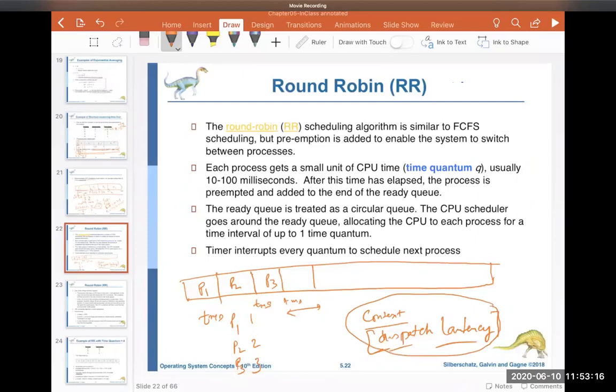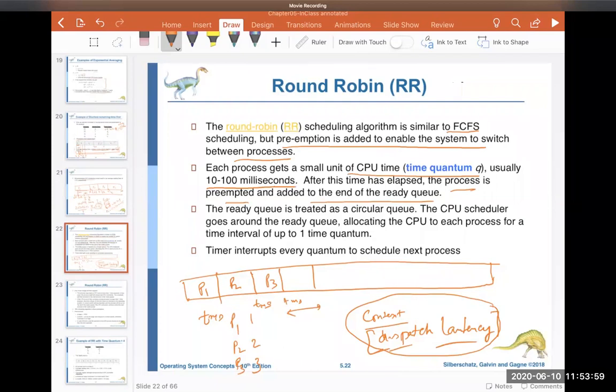So we usually try to have a time quantum which is good enough to cater to the class of processes. The round robin scheduling algorithm is similar to first come first serve scheduling, but preemption is added to enable the system to switch between processes. Each process gets a small CPU time quantum, usually between 10 to 100 milliseconds, and after this time has elapsed, the process is preempted and added to the end of the ready queue. This is what happens when we are using round robin.